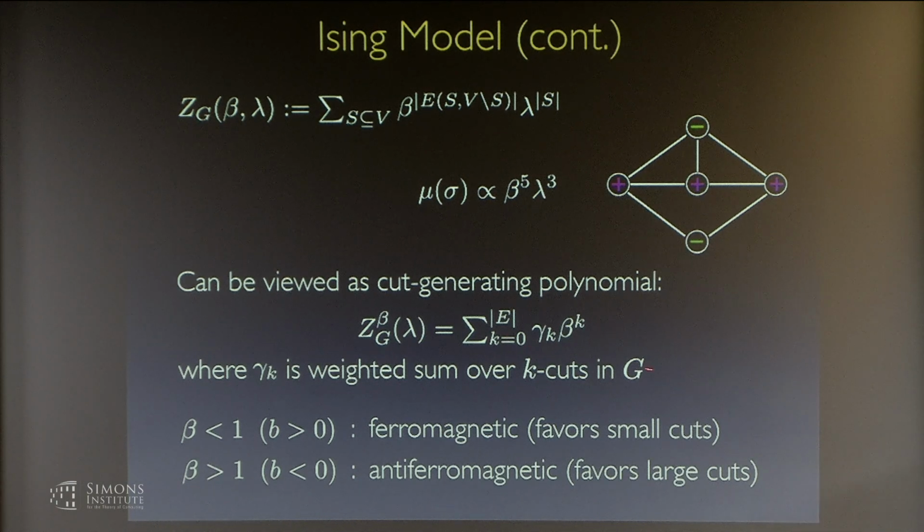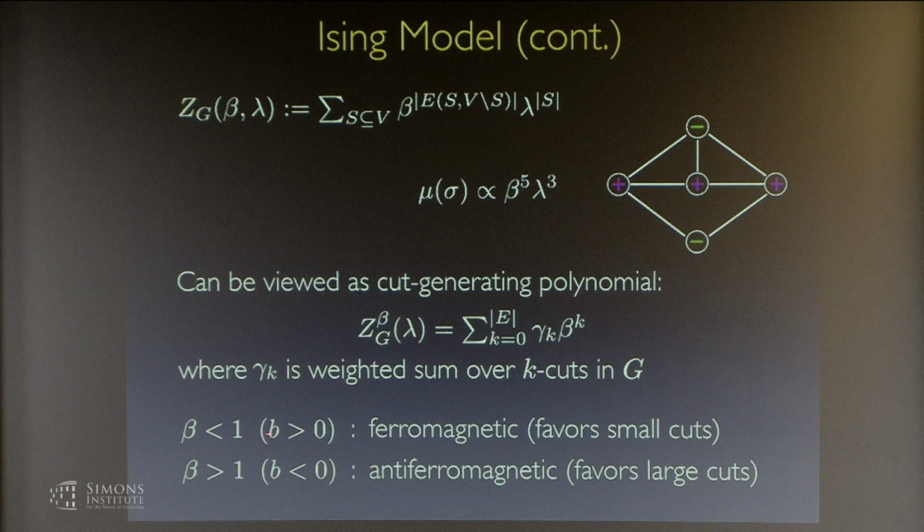So looking at it as a cut generating polynomial, we sum over cuts, giving each cut a weight of beta to the k, where k is the number of edges in the cut, and gamma k is just a coefficient, which counts them weighted according to how large each side is. Now there's a fundamental difference between two different regimes here.